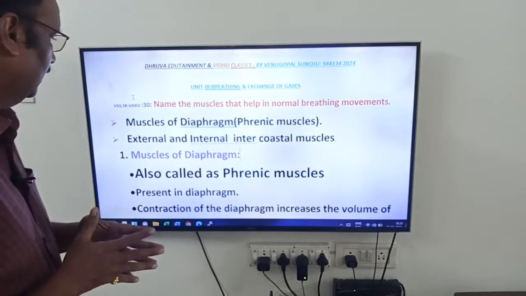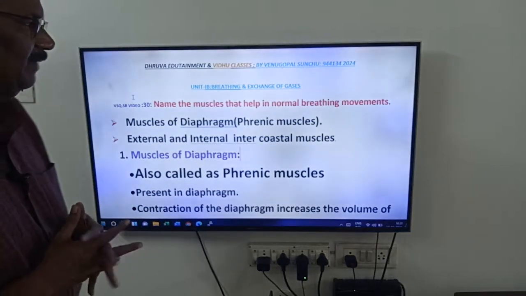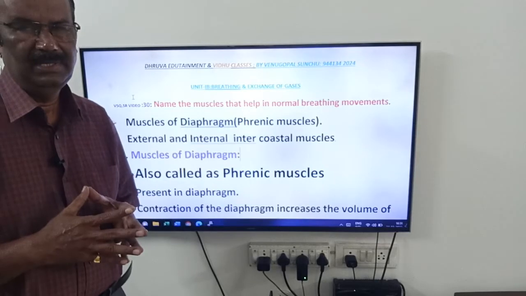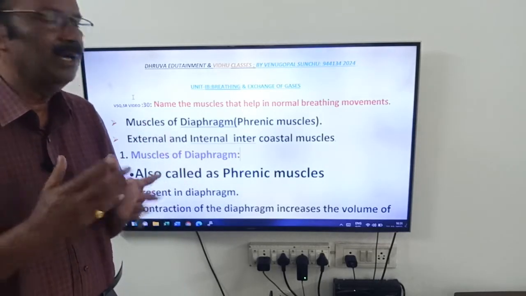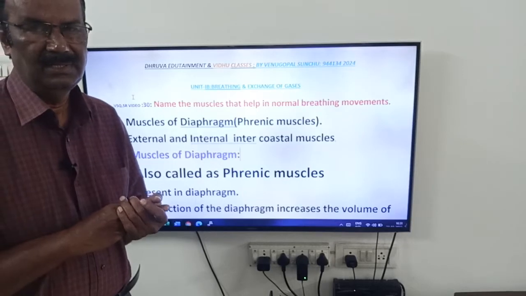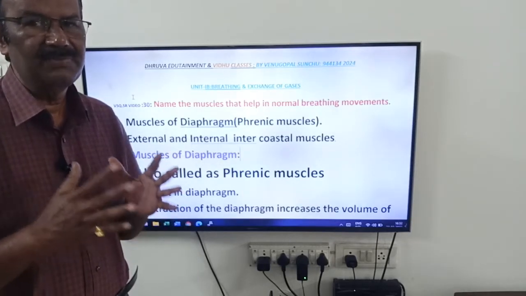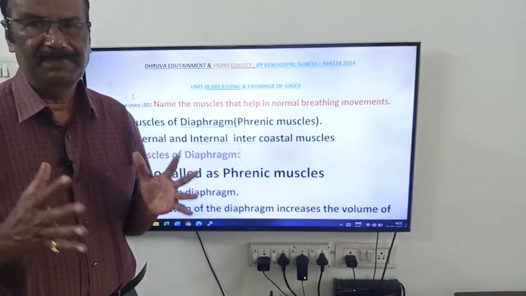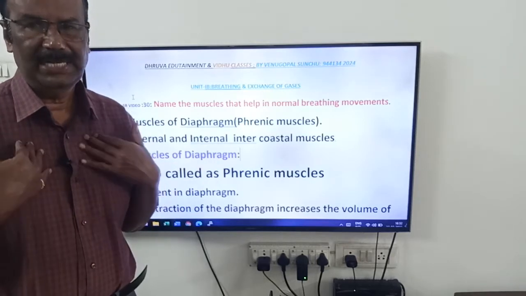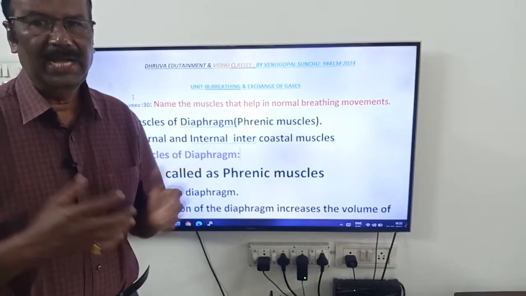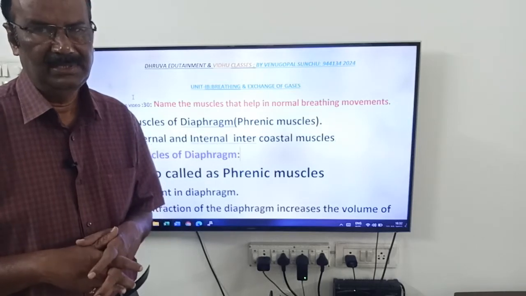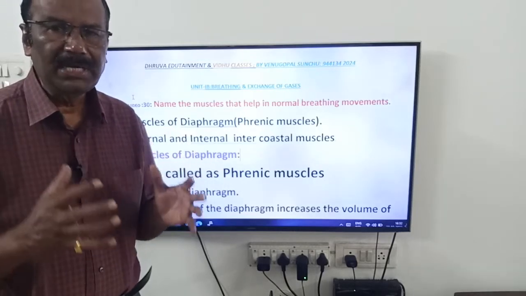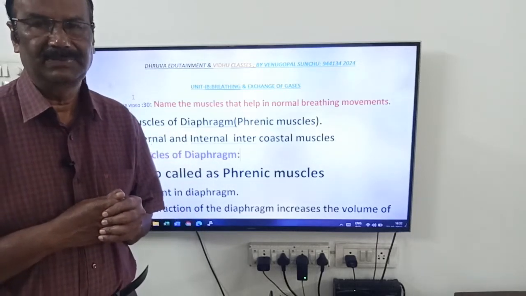Muscles of diaphragm and intercostal muscles help in normal breathing movements, friends. What are the first muscles? Muscles of diaphragm. Diaphragm is a muscular structure which separates the thoracic cavity and abdominal cavity. This diaphragm is a dome-shaped structure. The muscles of diaphragm play an important role in respiration.